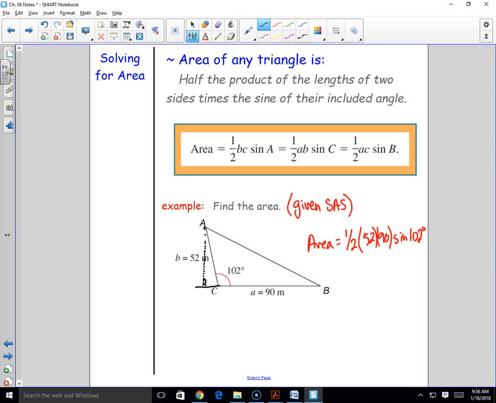So what's the struggle? I have a base. I don't have a height. So what if I was to make this height unknown? What do I know in that little triangle? I don't know the height, but what do I know? I know the hypotenuse, and I know what would the angle be? 180 minus 102, which would be 78. How could I use 78 and 52 to find my height?